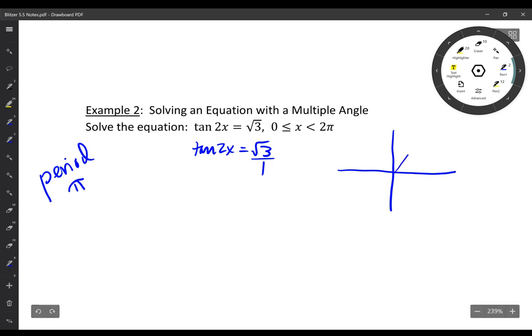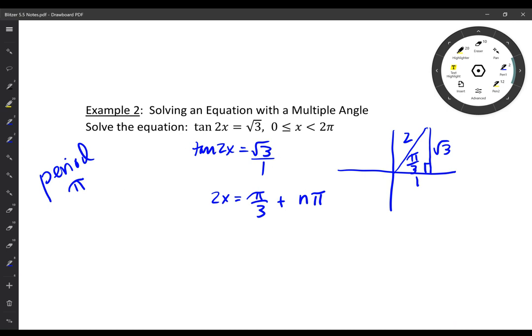So my y side is square root of 3. My x side is 1. My r is 2. So it's the same angle we just looked at, pi over 3. So I'm going to say that 2x equals pi over 3 plus multiples of pi. So plus n times pi.